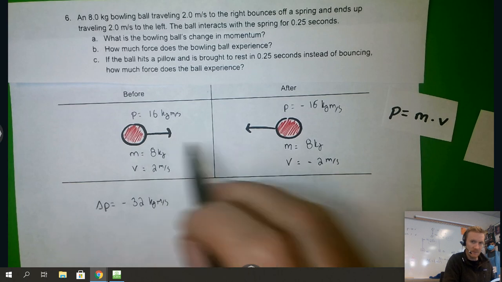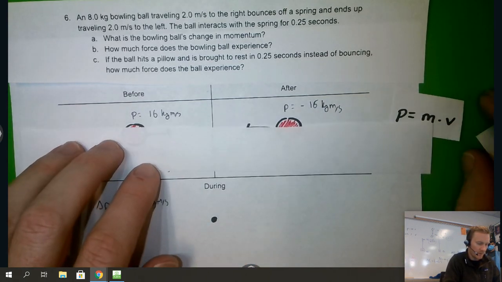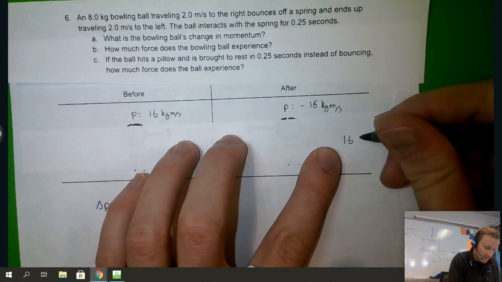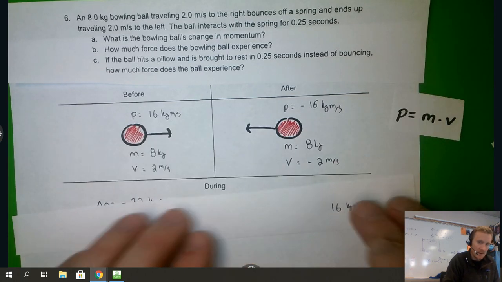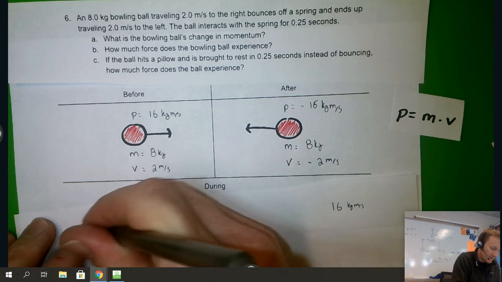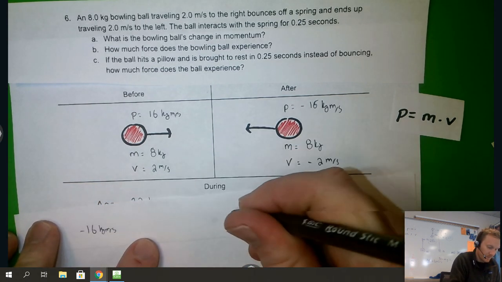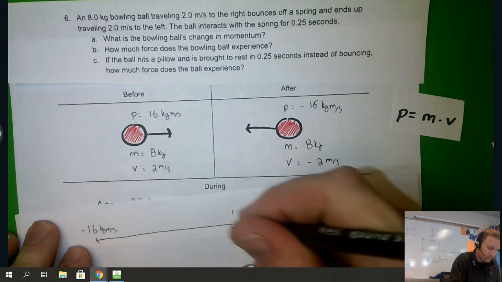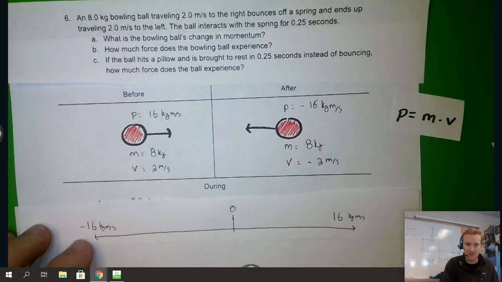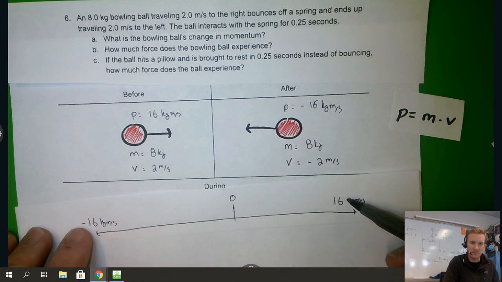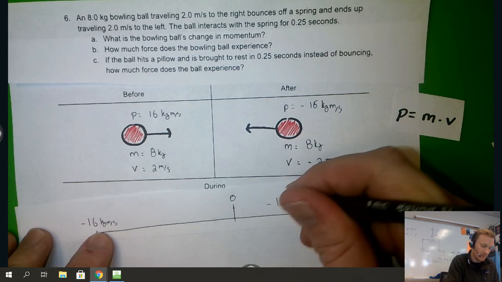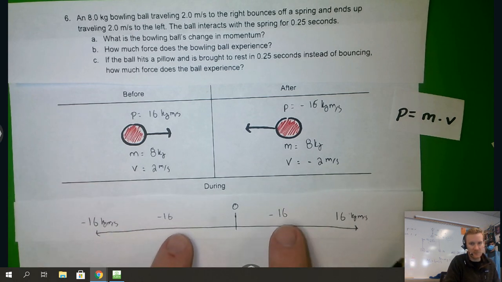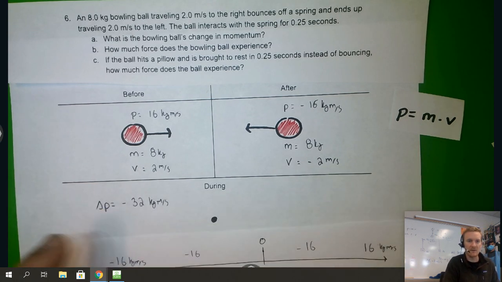If this doesn't quite make sense to you, sometimes I make a little number line. If we're starting at 16 kilogram meters per second and we end up at negative 16, just a number line here, smack dab in the middle is 0. So to get from here to here, we have to lose 16, go down 16, and then we have to go down another 16. So the difference between these two is negative 32. That's how we get our impulse.